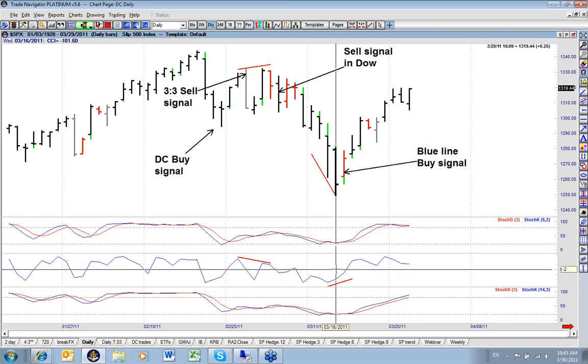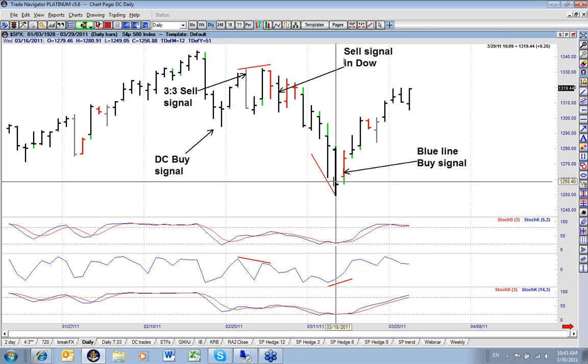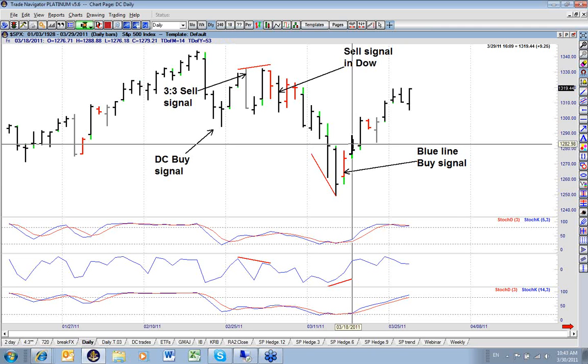That tells you three things. First of all, the Danielcode target recognition, plus the setups in the fast and slow stochastics, plus the setups with the divergence on the momentum, tells you there's a very high probability of a reversal. That's what created the blue line signal, this bar here. So it was posted ready for the next day, and then you got into the trade. You bought the high here.